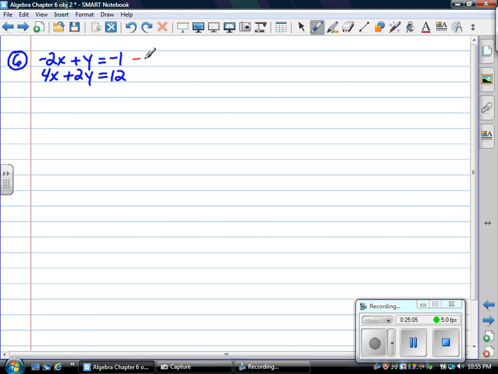This first equation, I want to rewrite in the form of y equals. I'm one step away, so y is going to be equal to 2x minus 1. I substitute. I want to replace y with 2x minus 1. That equation becomes 4x plus 2 parentheses, 2x minus 1. That's going to be equal to 12.